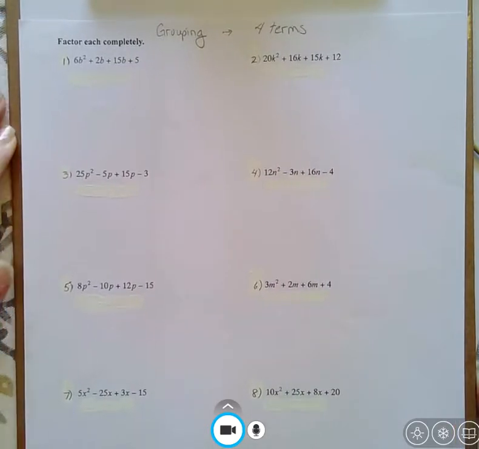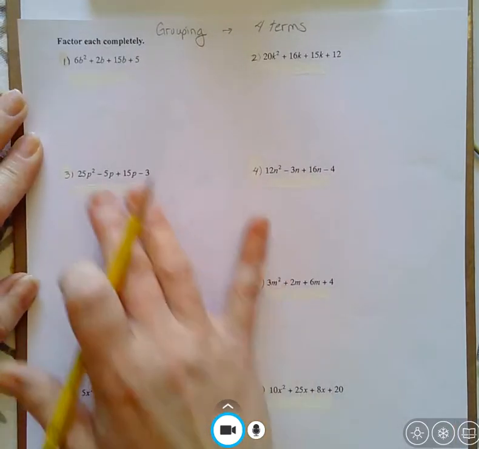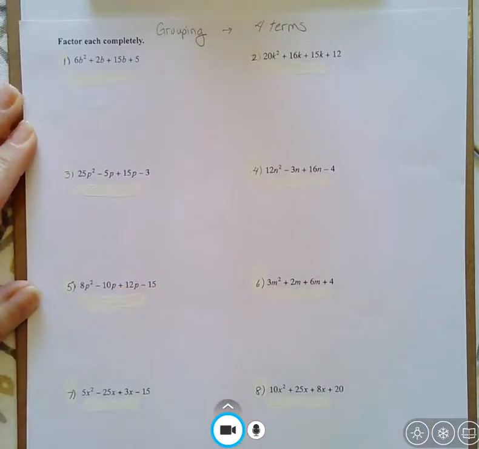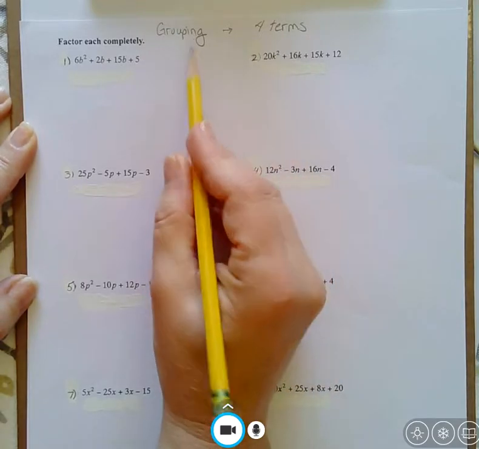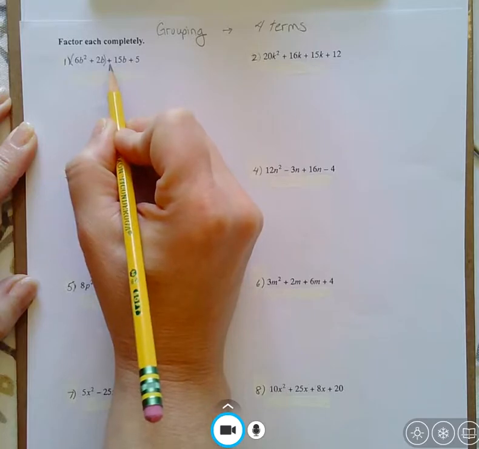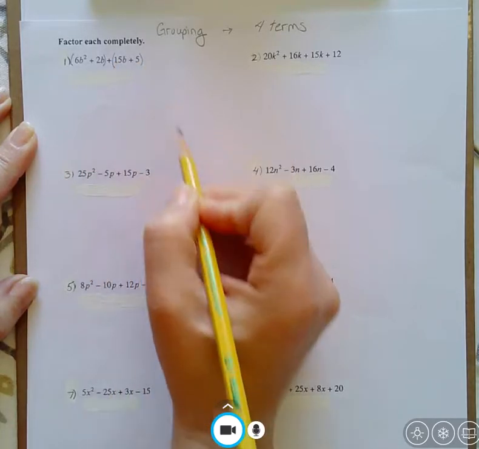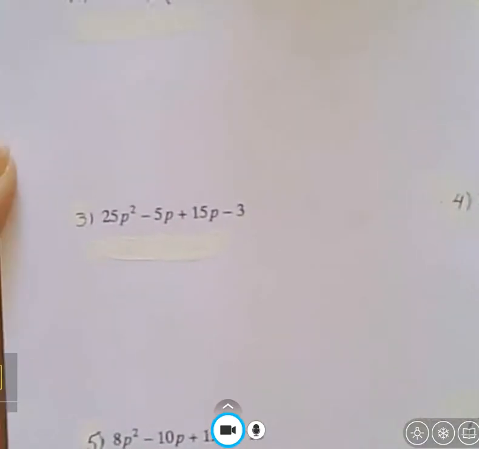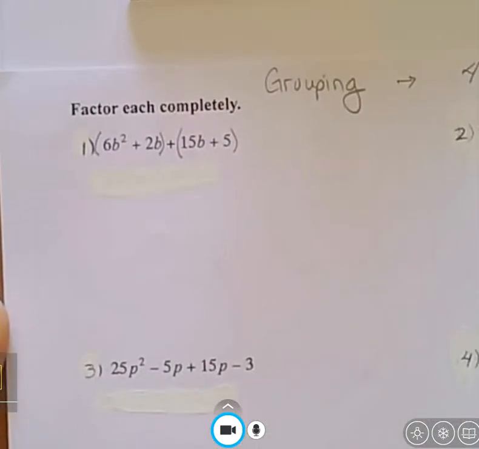So here's our first one. I'm going to do the first 4 on the slow side, next 4 really fast, just so we can get through this handout. First guy, whenever I factor by grouping, I'm going to group my first 2 guys, leave that plus here, and group my second 2 guys. Maybe I can even do this. There it is.